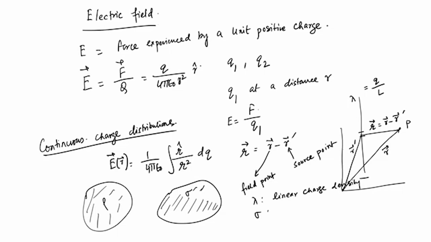Then we talk about sigma, the surface charge density, and then we talk about rho, which is the volume charge density. If you want to calculate the electric field for a linear charge, a surface charge or a volume charge, r is the field point where you want to calculate the field, and r prime is the source point.